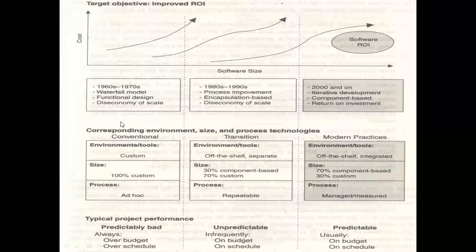In this one, it is shown what were the different models and the practices that were being followed in conventional, transition and modern practices. So you can utilize all these things. If the question comes up, you have to differentiate. It can be a separate question: only the difference can come up, or they can ask you separately what the modern practices are. So in 1960-70, waterfall model, functional design, diseconomy of scale. These were some of the practices that were being utilized. Then process improvement, encapsulation based, economy of scale.